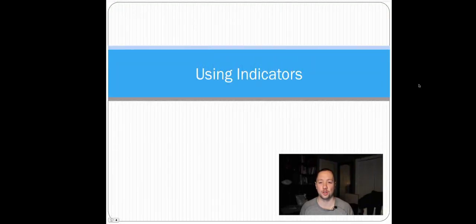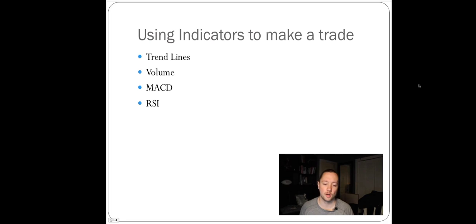We're going to walk through a trade using all of our indicators. So which ones are we going to use today? Well, we're going to use trend lines that we've learned how to draw out. We're going to use volume, we're going to use the MACD, and we're going to use the RSI to basically look at a stock and analyze, do we want to make a trade?